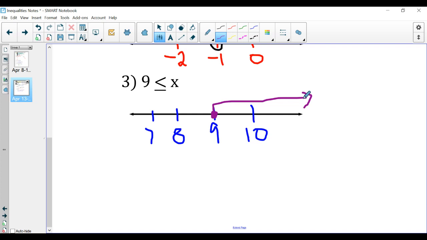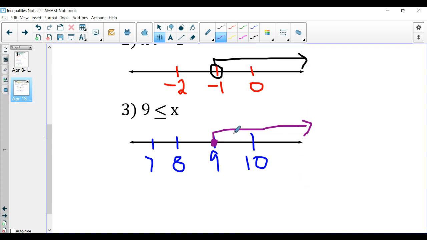Okay, so the trickiest part is that open or closed circle, and then just be careful if your inequality is flipped with the variable on the other side when you're graphing.